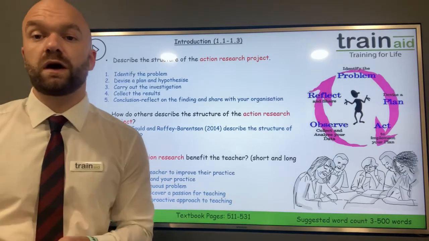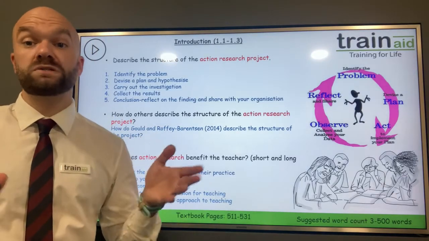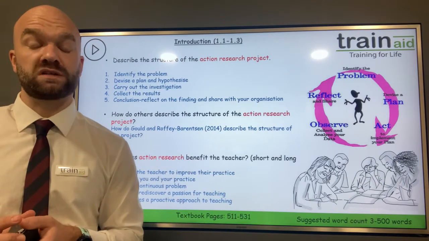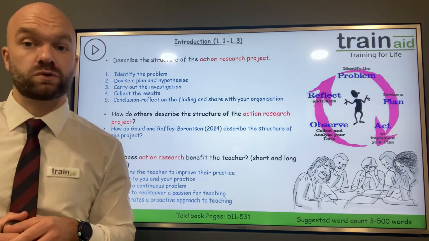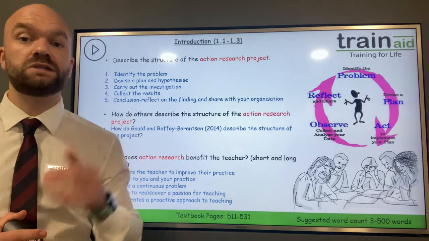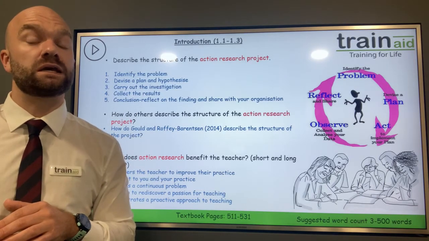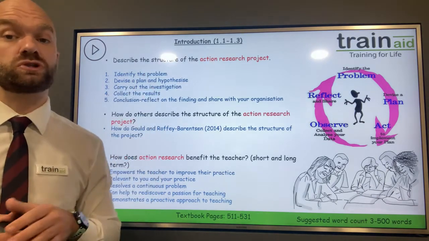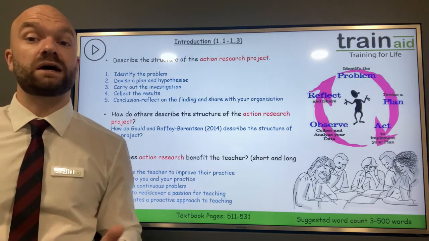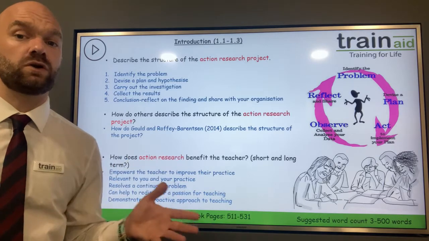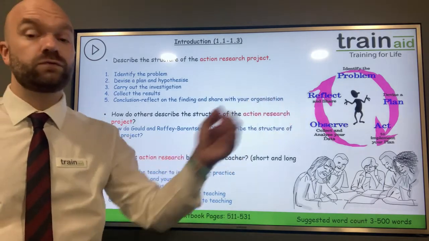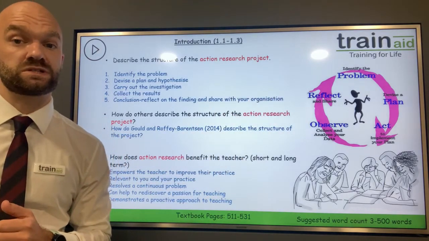We have defined in our own words what is an action research project, and we've also included some references for our assignment question. So the next stage is we are going to be looking at the different structure or stages to an action research project. An action research project is very, very simple. We have 5 specific stages here.